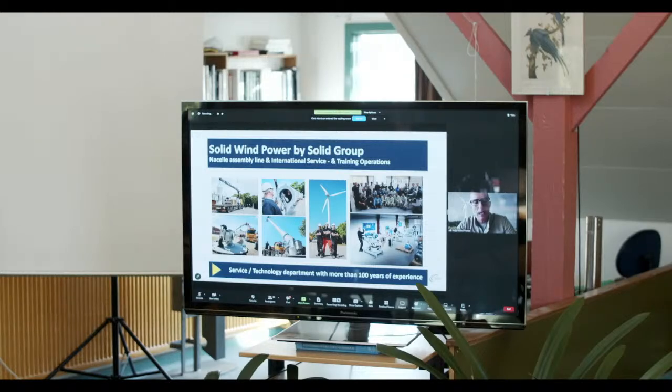We are 9 people in service and technology with more than, as I say, 100 years of experience. 6 of these 9 people are working mainly with servicing more than 500 turbines in Denmark, but also coping with supervision in export markets and also installation work and special projects.